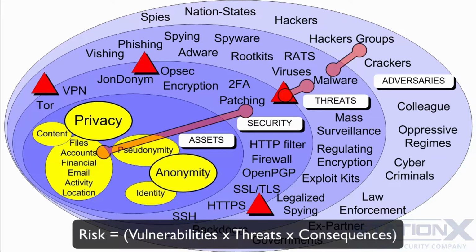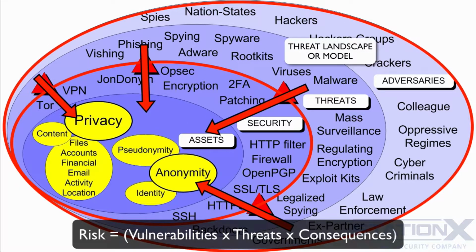The likelihood of threats exploiting vulnerabilities in your security controls and the consequences of that is known as risk. Risk to your assets, the risk to you, the risk to your privacy and anonymity. And the threats and adversaries that you face, these are called your threat landscape or your threat model. Your threat landscape will be individual to you.